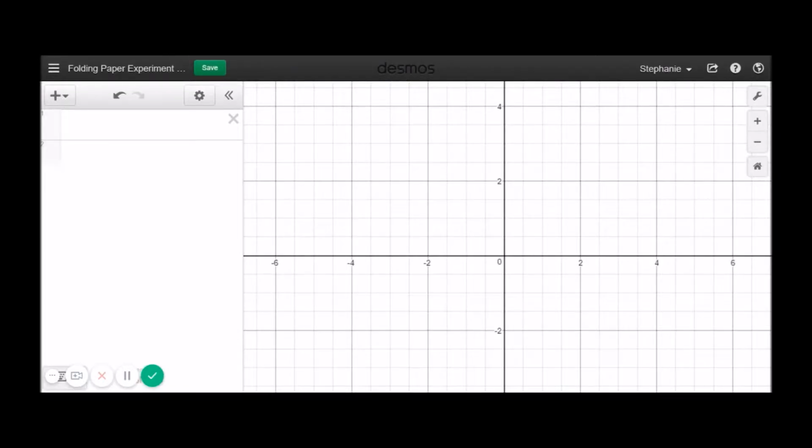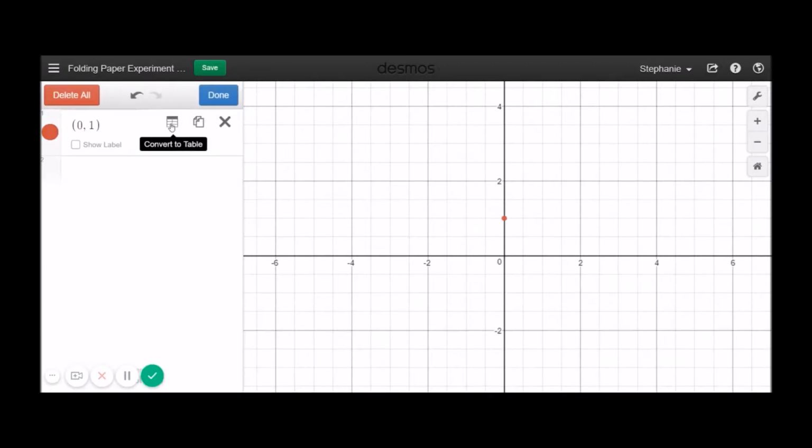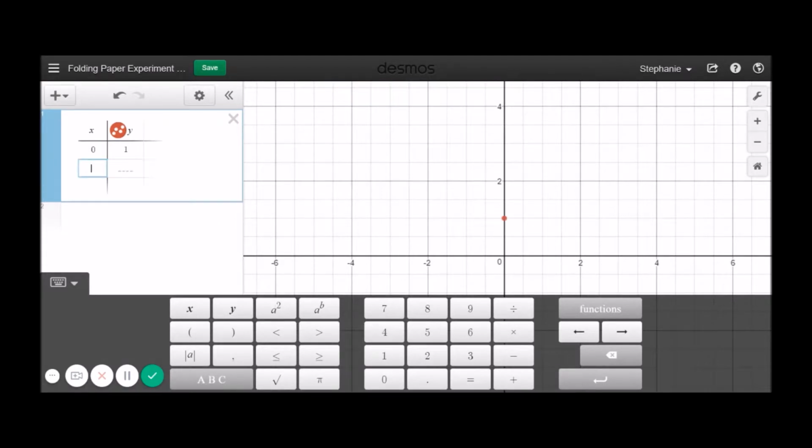Once we've recorded the data from our folding paper experiment, we're going to go to Desmos.com and we're going to graph that data. To start, I'm going to enter my first data point as an ordered pair. So 0, 1 was the first thing that we found when there's no folds, there's just one piece of paper, one box there, and that puts that point on the graph. Once that point is entered, I can go to the settings button here, and when I do that, I can convert this to a table, so that way I can add the rest of my data points. I can enter in the rest.